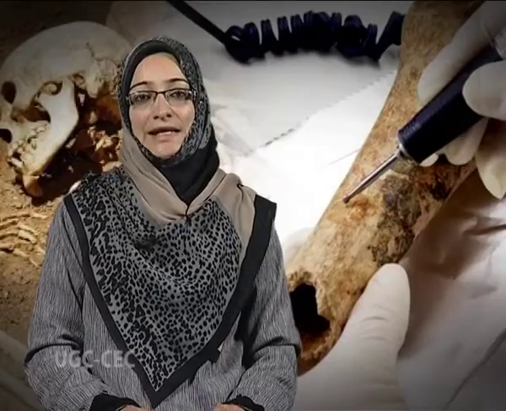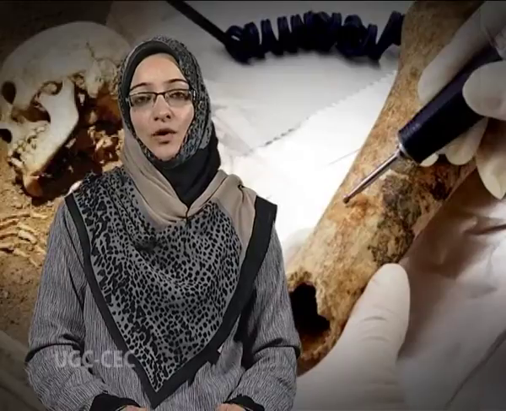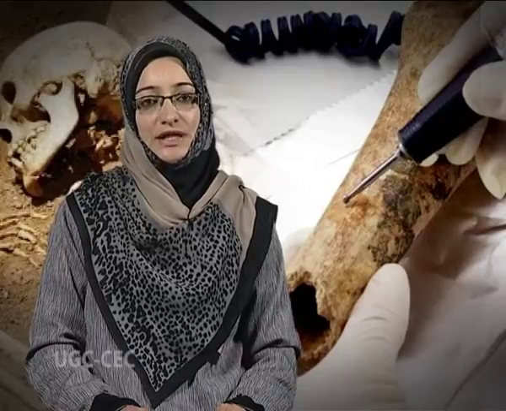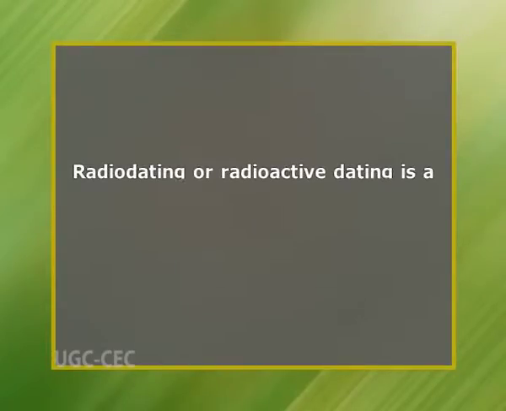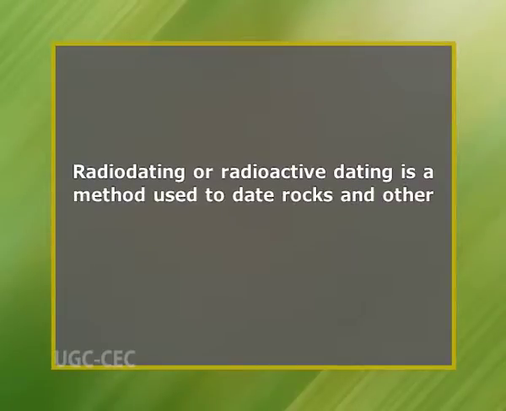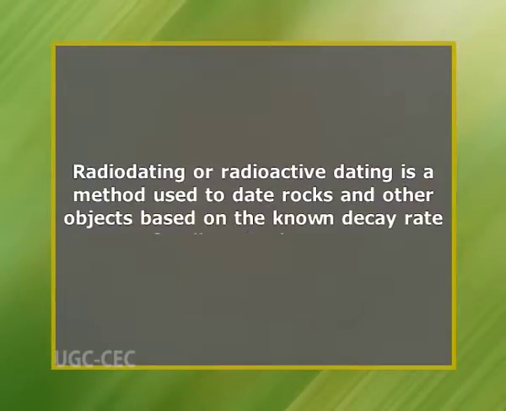The most widely used and accepted form of absolute dating is radiodating. Radiodating or radioactive dating is a method used to date rocks and other objects based on the known decay rate of radioactive isotopes. Now, coming to the principle of radiodating.